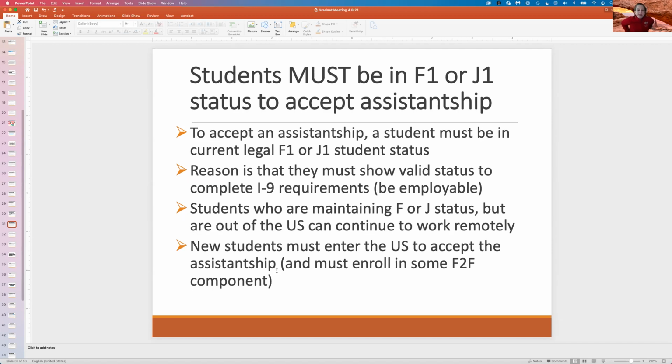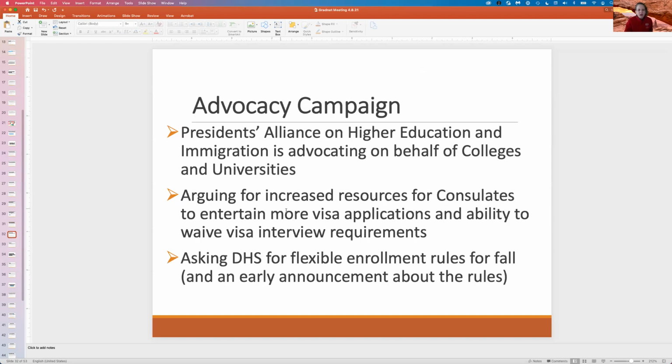So students who are maintaining their F1 or J1 status, that means they entered as a student in F1 or J status, but then they may have left or they may still be here, those folks can still continue to work remotely, so they can still continue on an assistantship. But if they're a brand new student, they have to enter the US to be in F1 status to accept the assistantship. And then, of course, if we're continuing with the same COVID rules that have been in place, they would have to have some kind of face-to-face component.